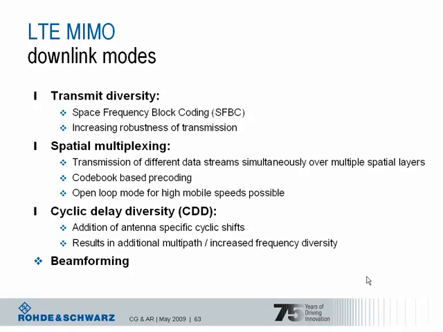There's an open loop mode and a closed loop mode available for this spatial multiplexing scheme. The closed loop mode is relying on UE feedback, and the open loop mode is beneficial at high mobile speeds where the UE feedback may not be reliable anyway. So then the base station can operate in open loop mode.